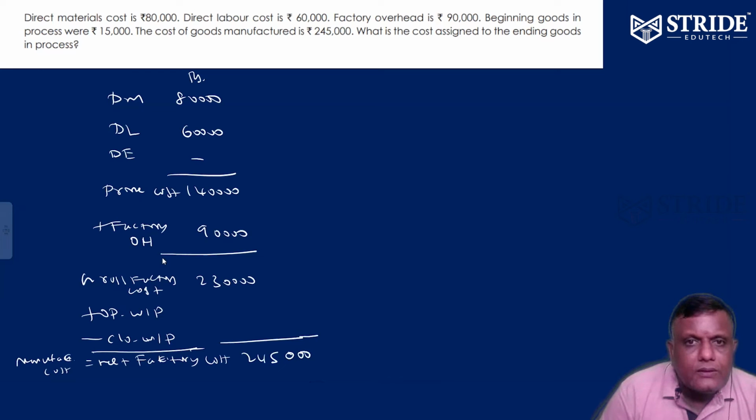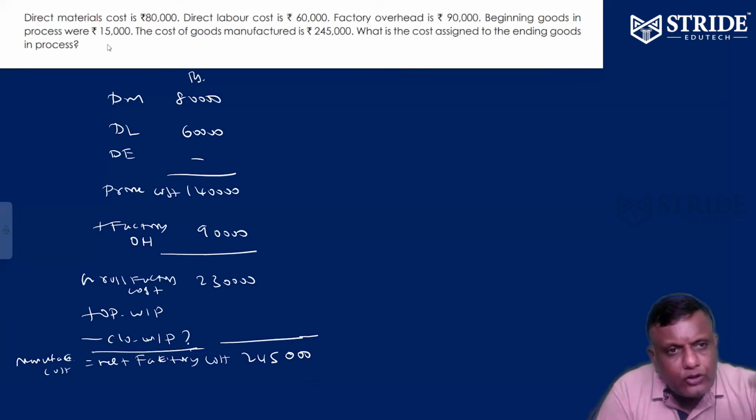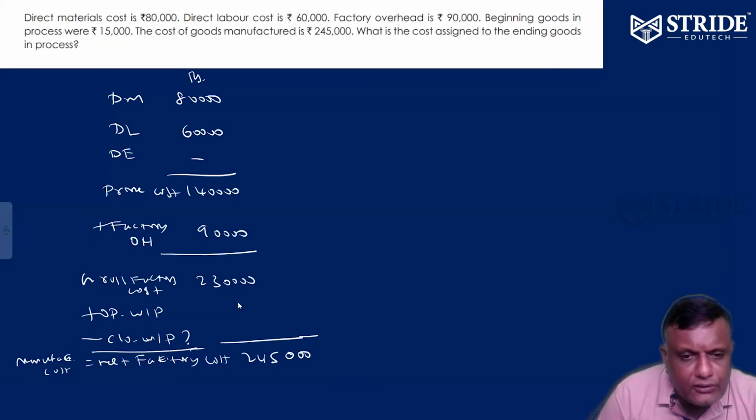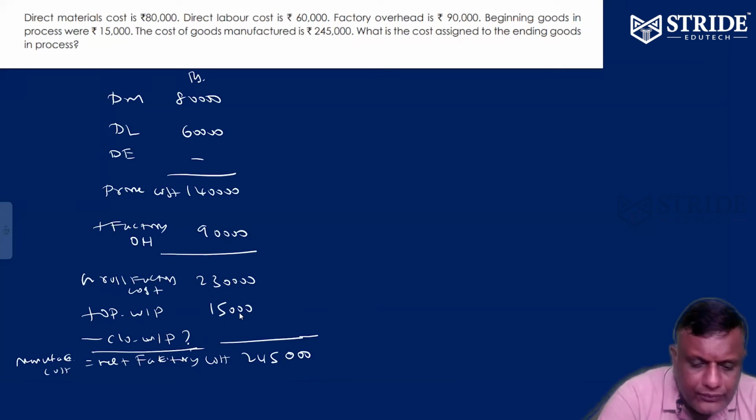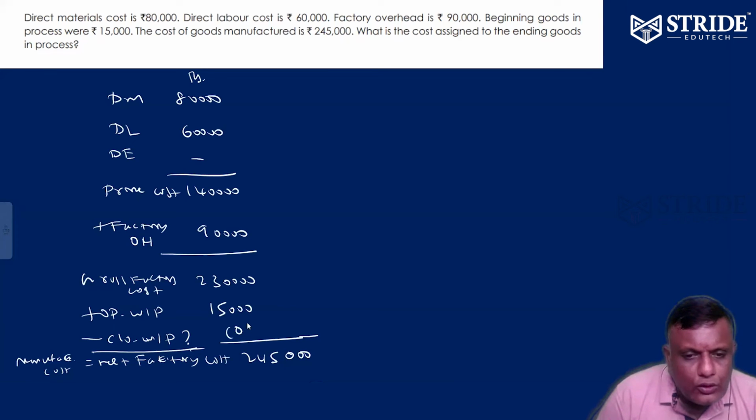So closing WIP, we have no idea. Question mark. Beginning goods in process, opening work in progress 15,000. Closing WIP question mark. So 2,45,000 minus 2,30,000 minus 15,000 is going to be 0. So closing WIP is 0. 2,30,000 plus 15,000 is 2,45,000. 2,45,000 minus 0 is 2,45,000.